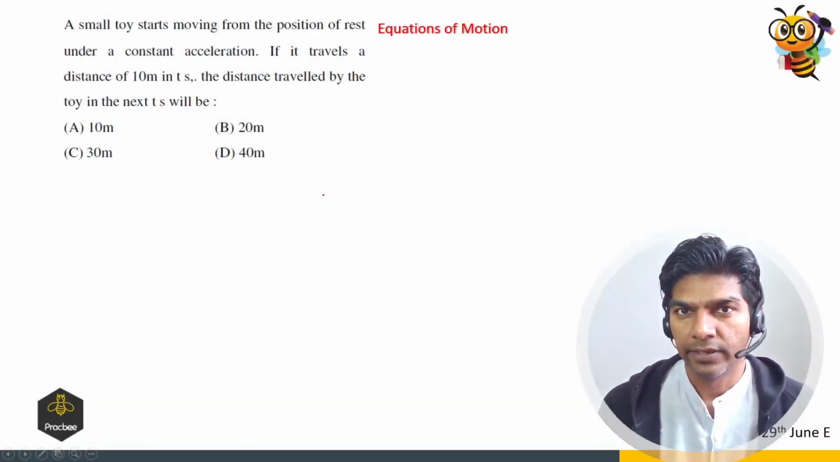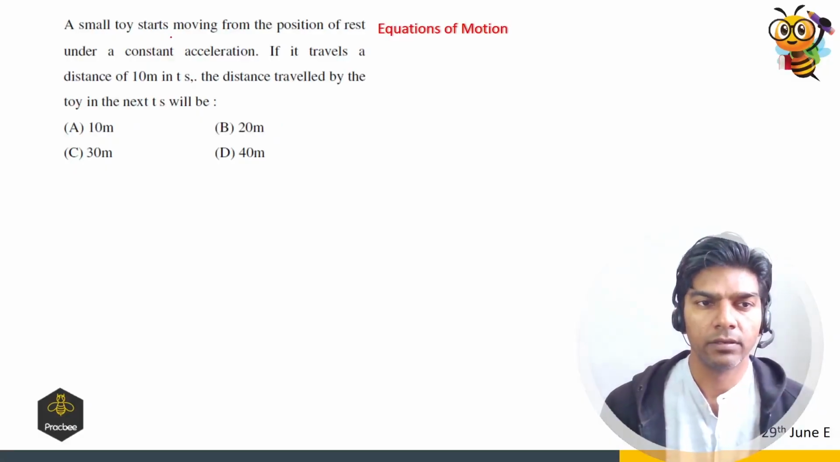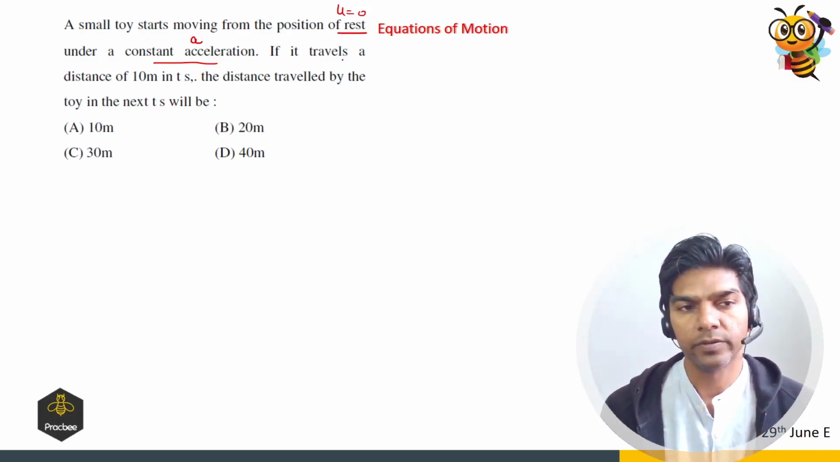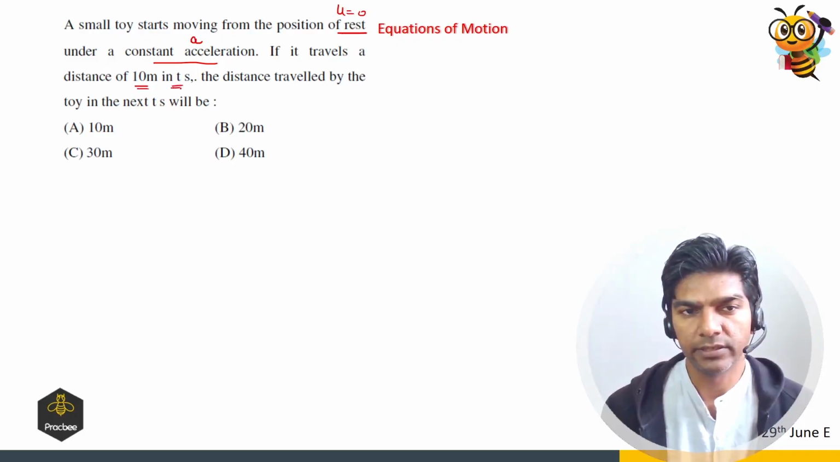Now let us see the next illustration. A small toy starts moving from the position of rest, so initial velocity is 0, under a constant acceleration, let us say a is the acceleration. If it travels a distance of 10 meters in t seconds, the distance traveled by the toy in the next t seconds.